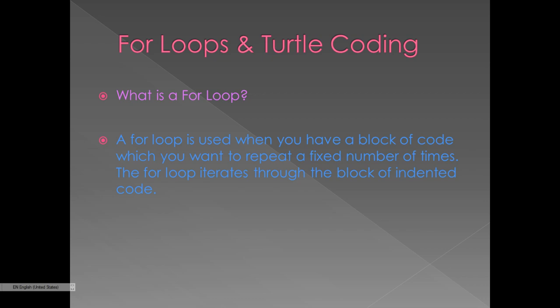A for loop is used when you have a block of code which you want to repeat a fixed number of times. The for loop iterates through the block of indented code. So you can say it's a line where we can do many things all at once. Like if you want to say hi everyone 5 times, you can do that using a for loop.